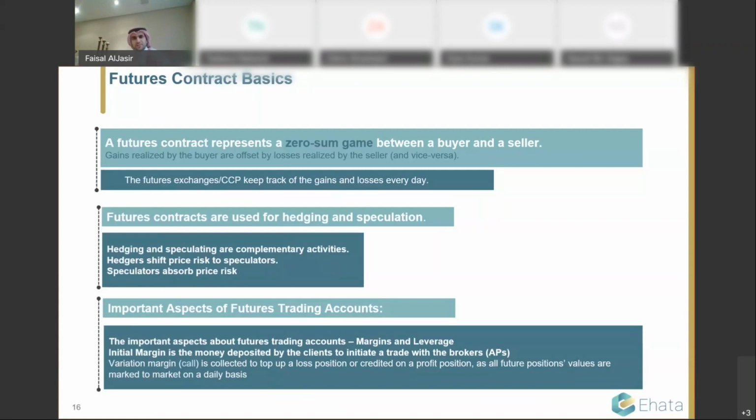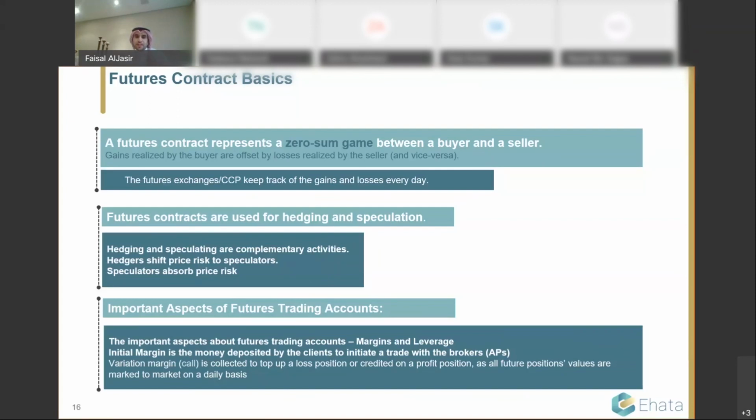As said previously, contracts are used for hedging, speculation, and arbitrage. Hedging and speculating are complementary activities. As we said, hedgers shift the price risk to speculators, and speculators are very happy to absorb that price risk.